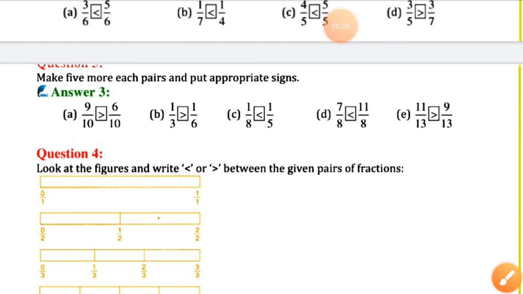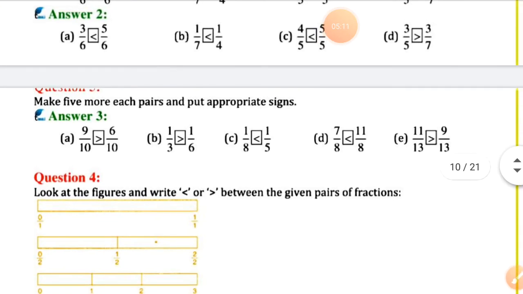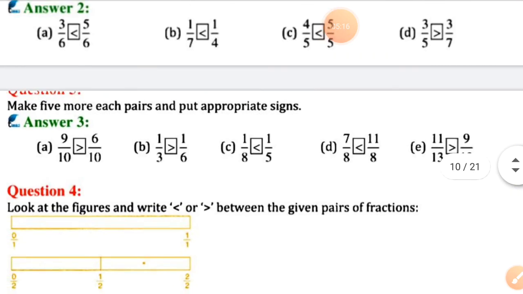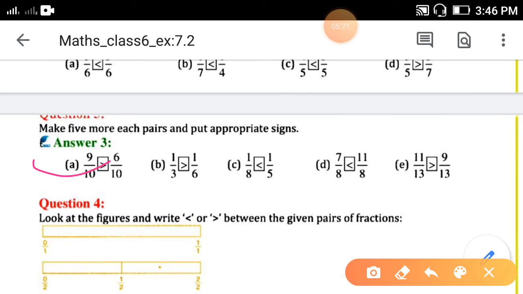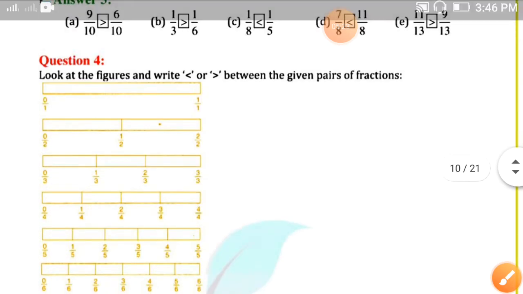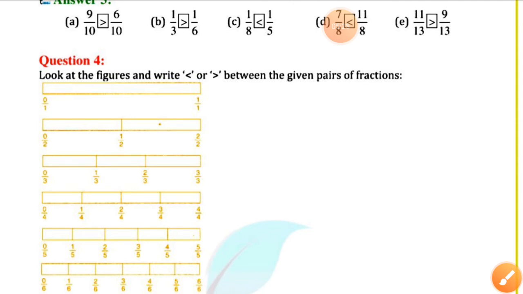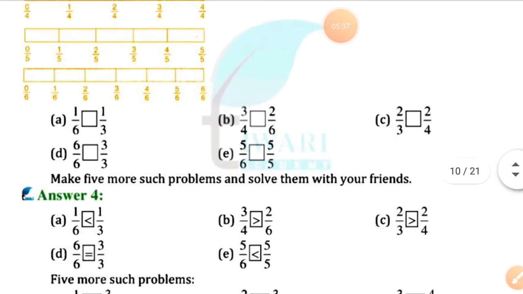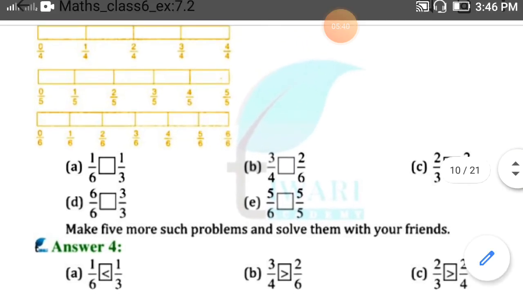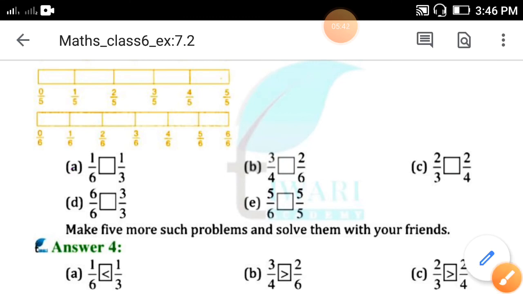Question number 3. Make 5 more pairs each and put the appropriate sign. So here you can choose any 5 pairs yourself and you have to put the sign greater than or less than or equal to. Next one, look at the figure and write greater than or less than between the given pairs of fractions. First one, 1 by 6 and 1 by 3.